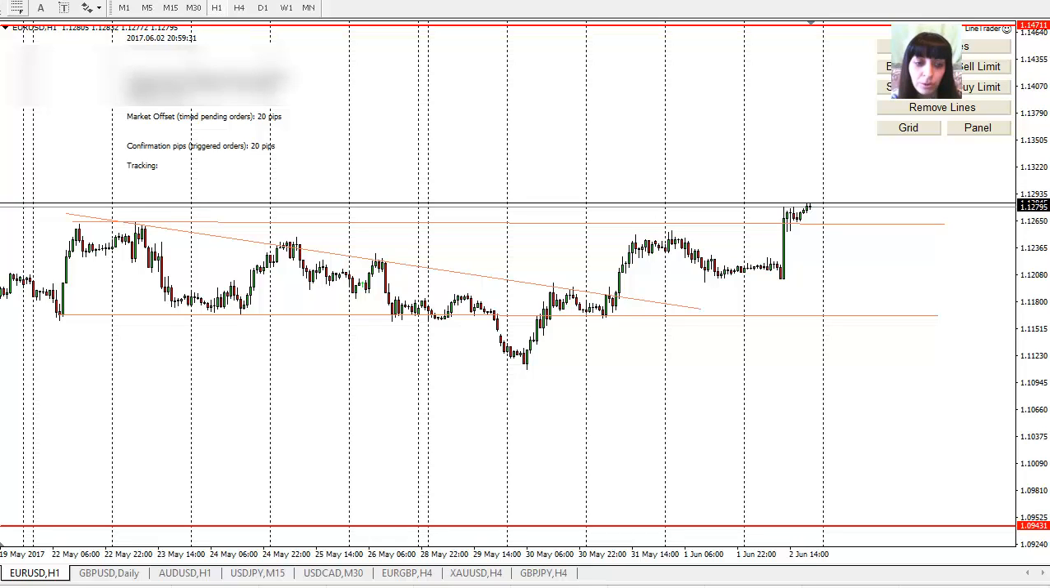Starting with euro dollar. This week is going to be quite full with different news, also political and economical. For euro dollar, the main news I will be concentrating on is going to be the ECB rate decision. That's all going to happen on the 8th of June. You need to mark the 8th of June in the calendar.